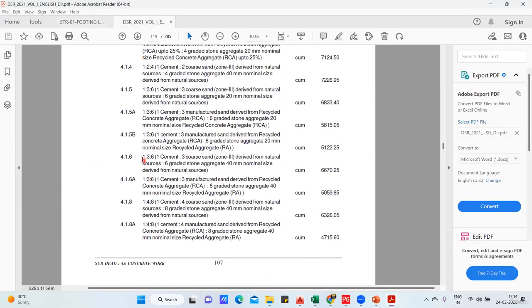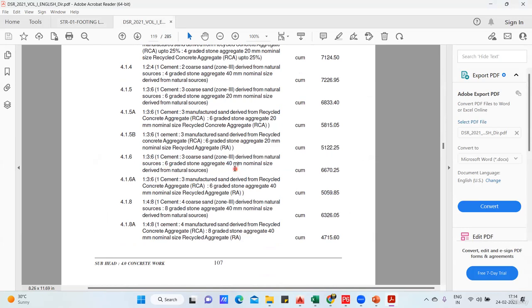Yeah, this is that one. Okay, 4.1.6. It is written 1:3:6. 1 part of cement, 3 is my coarse sand from the natural source, and 6 is my stone aggregate. And I told you that whenever we are doing PCC, we go with a 40 mm aggregate.